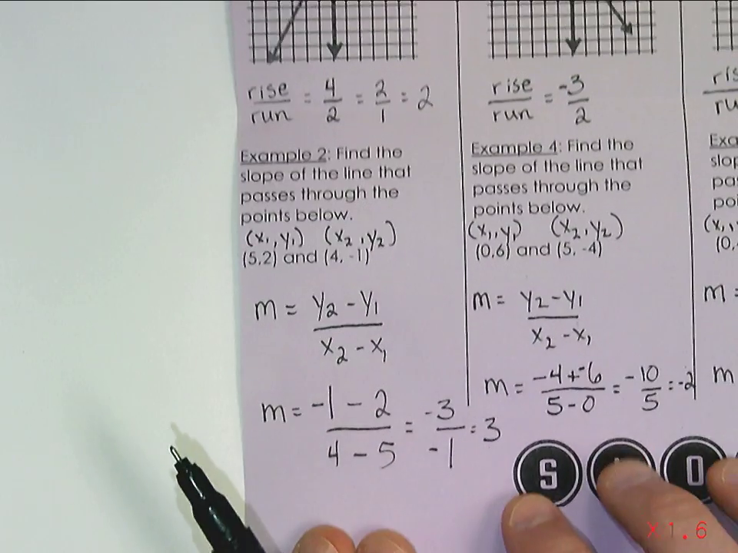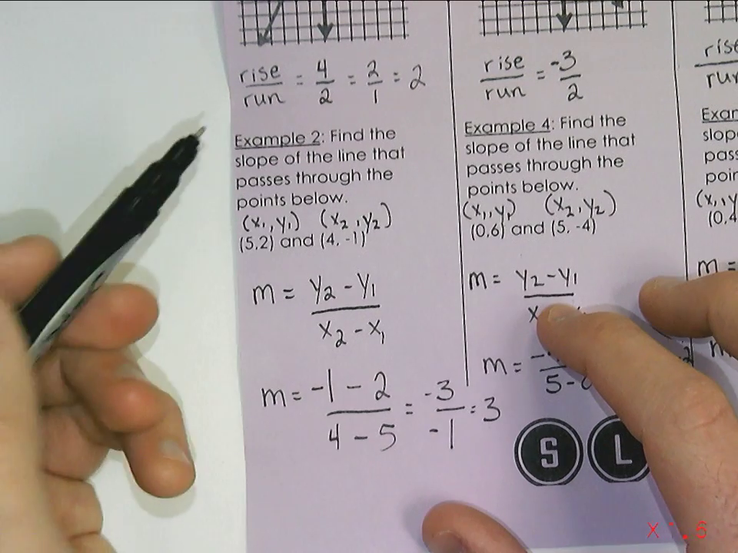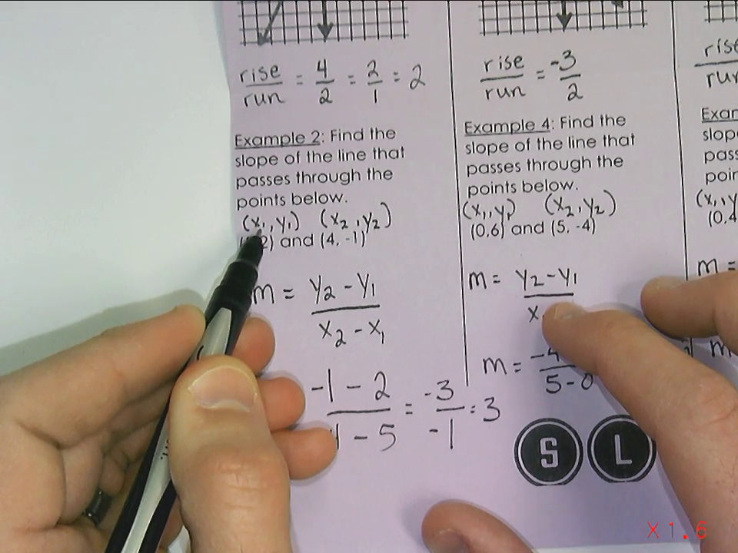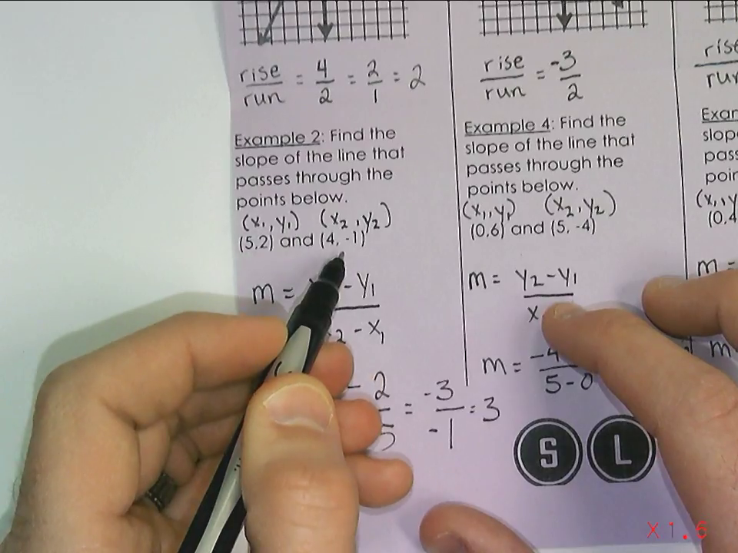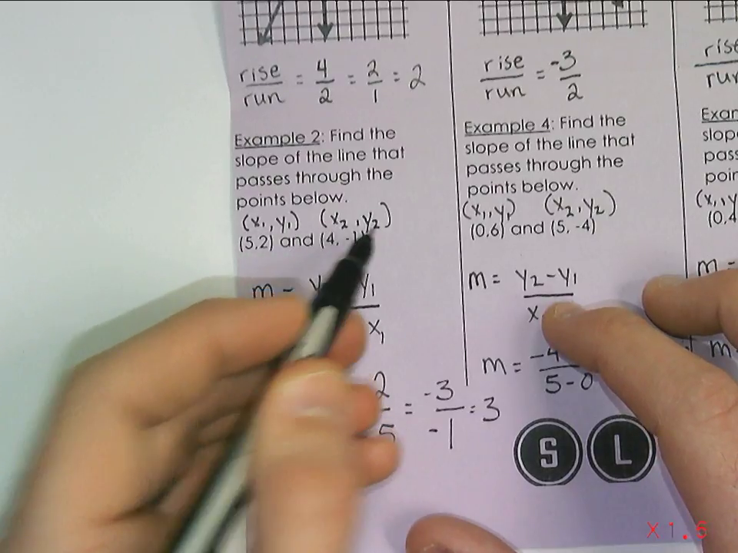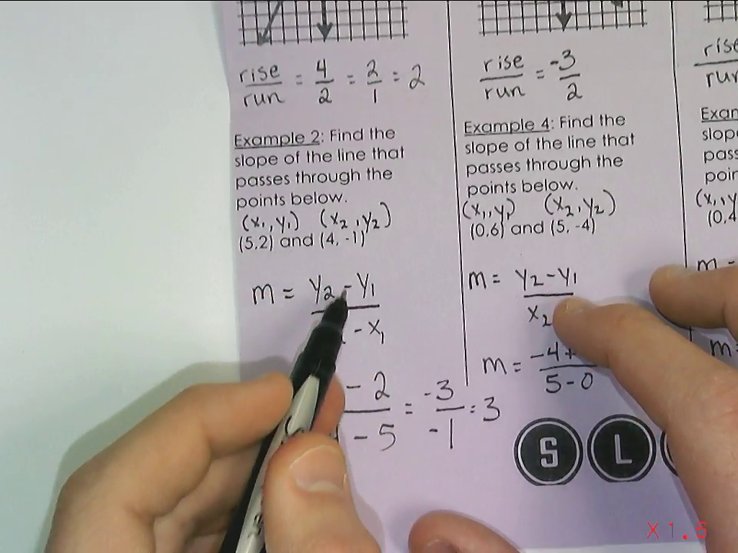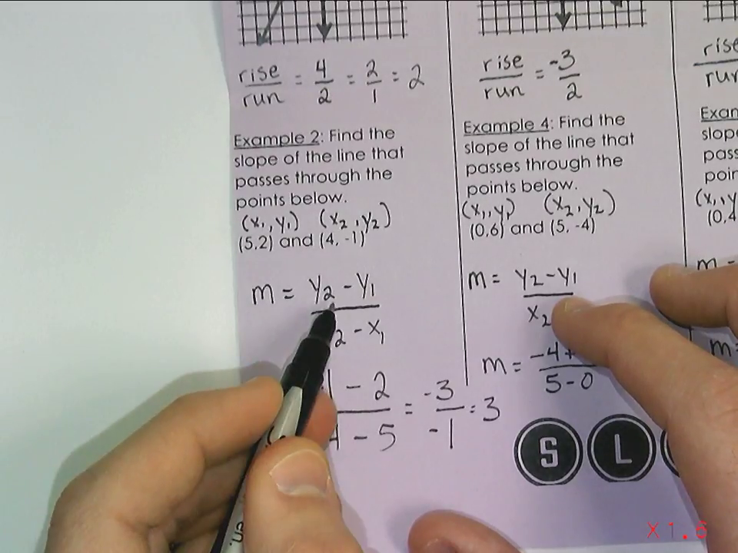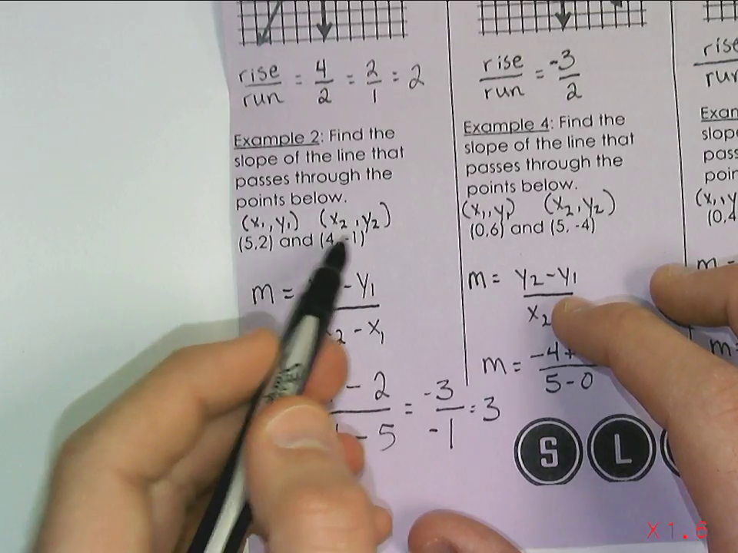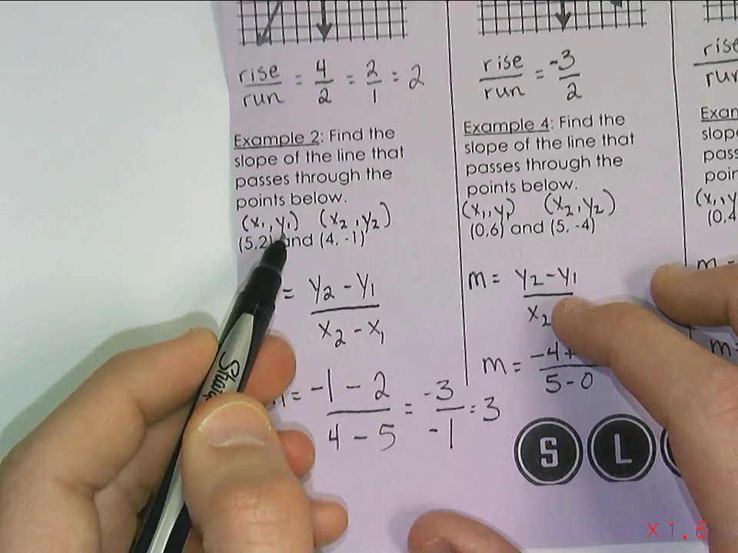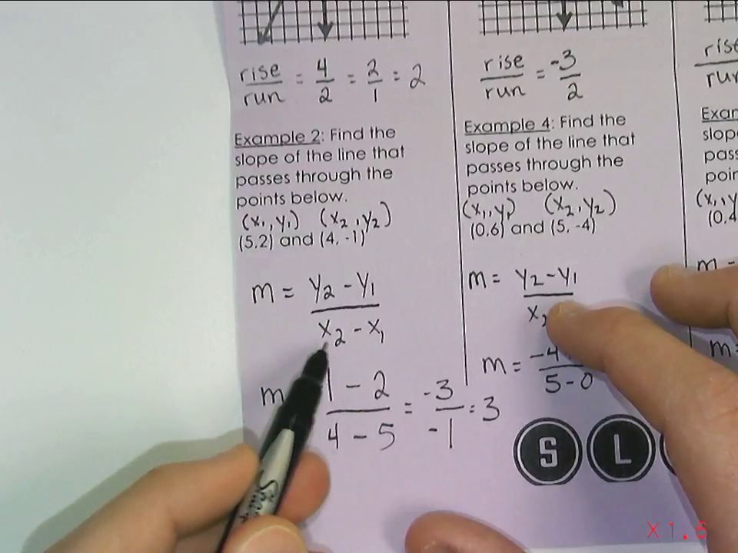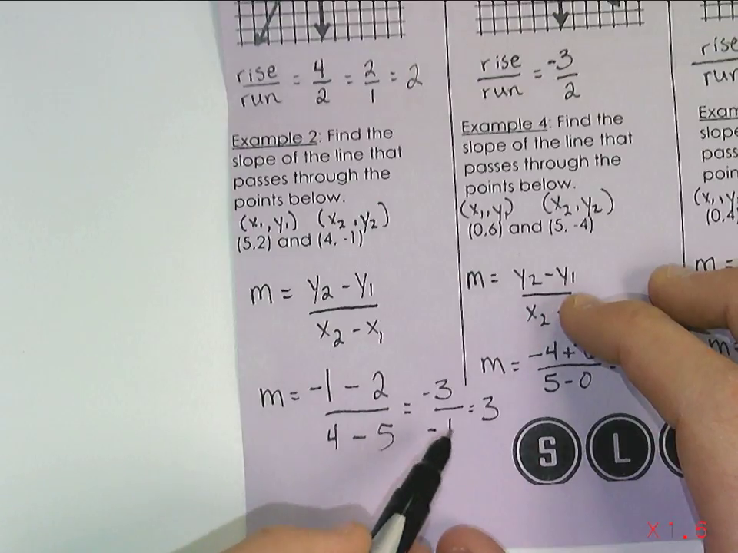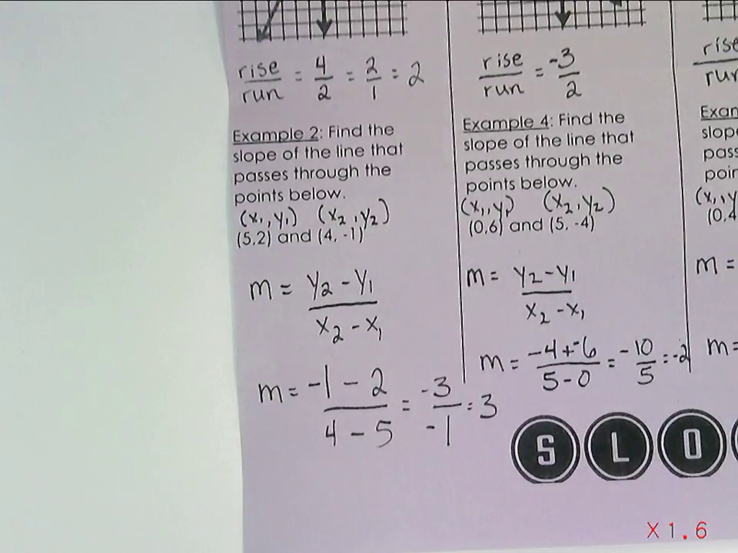And then remember, when we're calculating slope using 2 points, label your points. So your first set of coordinates would be x1 and y1. Your second set of coordinates would be x2 and y2. Those correspond to this equation here. Remember, slope equals m. So m equals y2 minus y1. So taking your y2 point, subtracting your y1 point. And then the same thing with your x2 and x1. Subtract, reduce, and that will be your final answer.